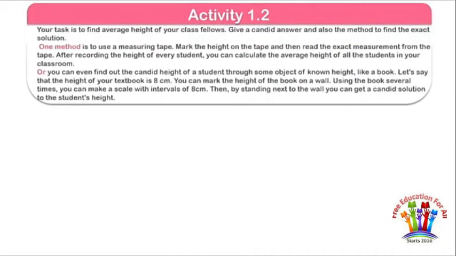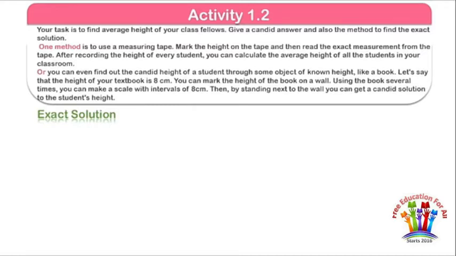Let's go for activity 1.2. Here you have to measure the height of students. We have different methods for measuring height, and there are two methods. First is the exact solution and second one is the candidate solution. First we will check the exact solution.